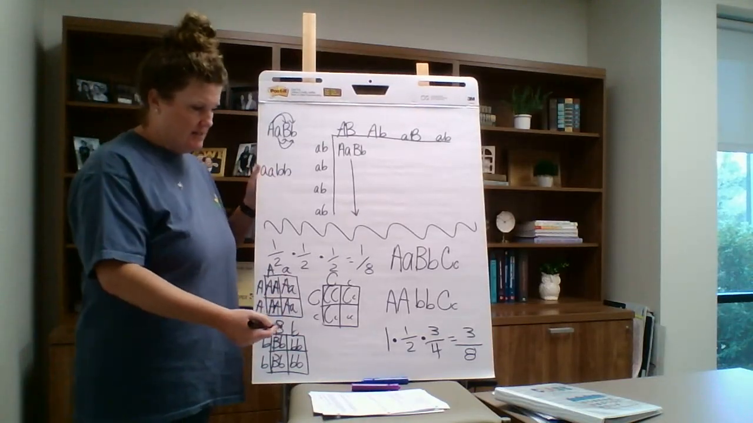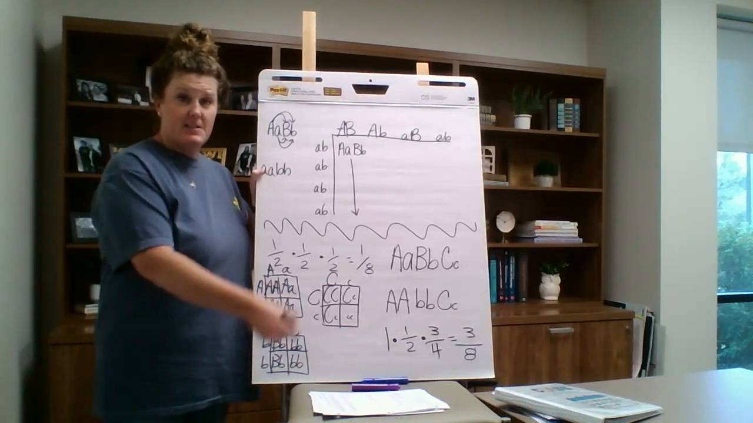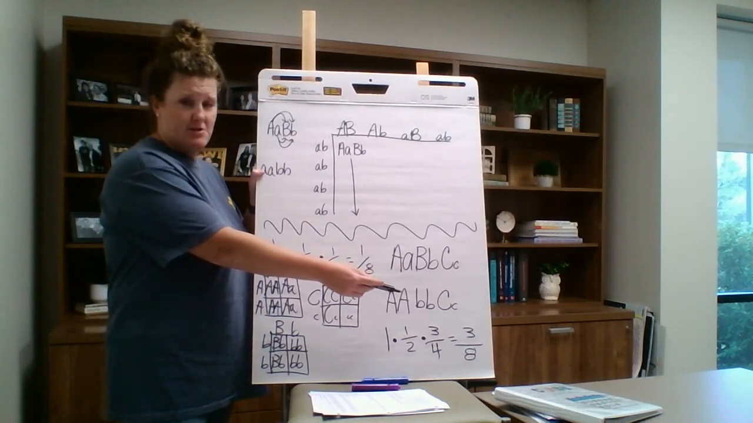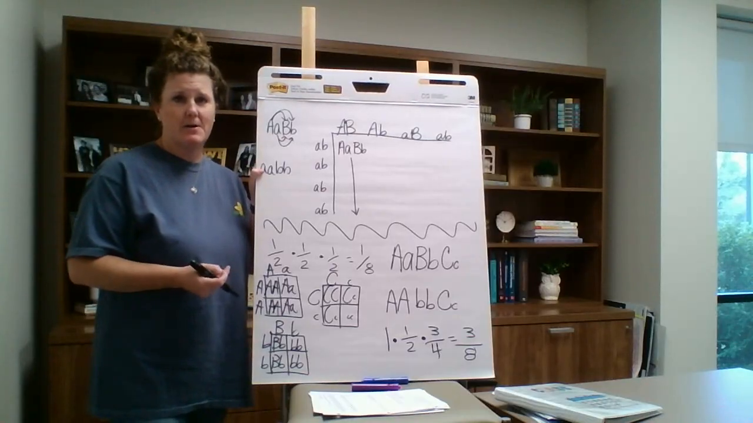Now, what that means is, if I had 64 boxes in my trihybrid Punnett square, I would get the ratio that would equal 3 out of 8, okay?